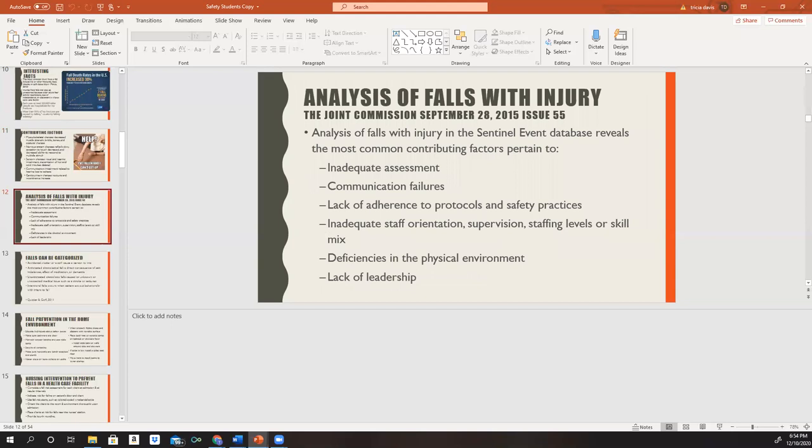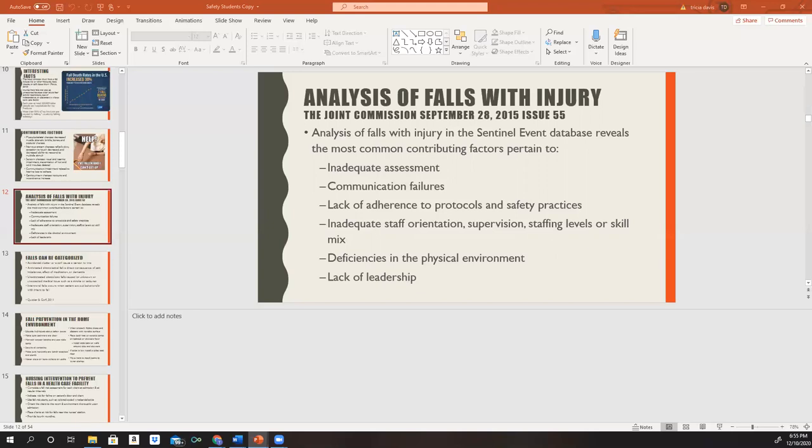Analysis of falls with injury, according to the Joint Commission. Analysis of falls with injury in the Sentinel event database reveals that the most common contributing factors pertain to inadequate assessment. This is talking about the hospital setting, okay? Why do Sentinel events happen related to falls in the hospital?